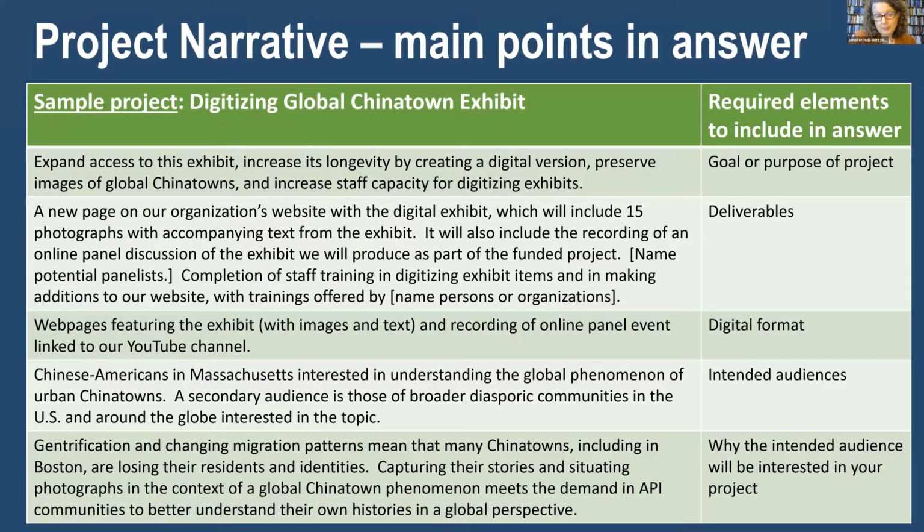For intended audiences, maybe it's Chinese Americans in Massachusetts interested in understanding the global phenomenon of urban Chinatowns. Secondary audience might be those of the broader diasporic communities in the US and around the globe interested in this topic. Why the intended audience will be interested in your project: you might talk about how gentrification and changing migration patterns mean that many Chinatowns, including in Boston, are losing their residents and identities. It's really important to capture their stories, to situate the photographs in the context of a global China phenomenon. And this is something that meets the demand in API communities to better understand their own histories in a global perspective.